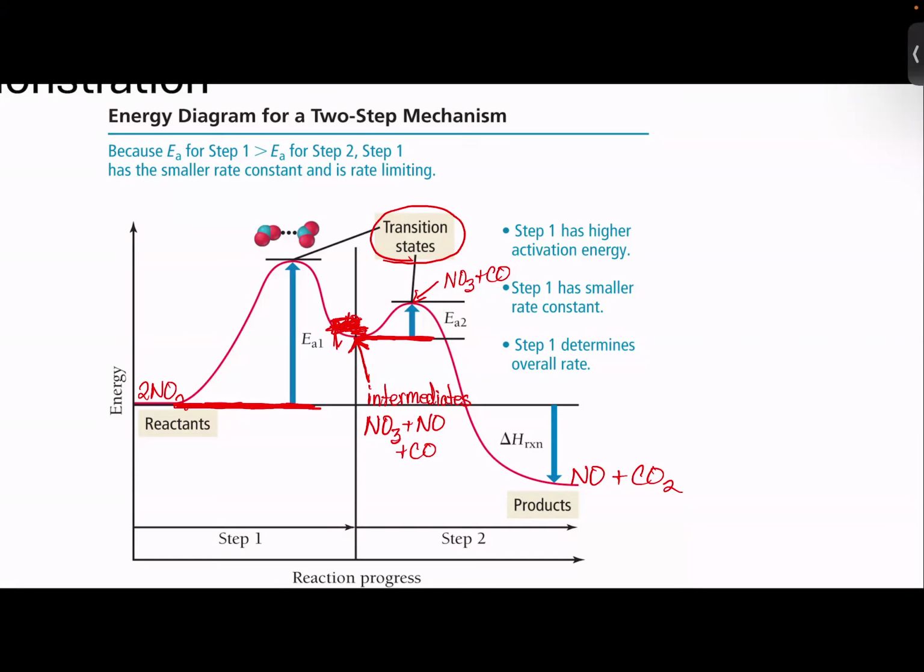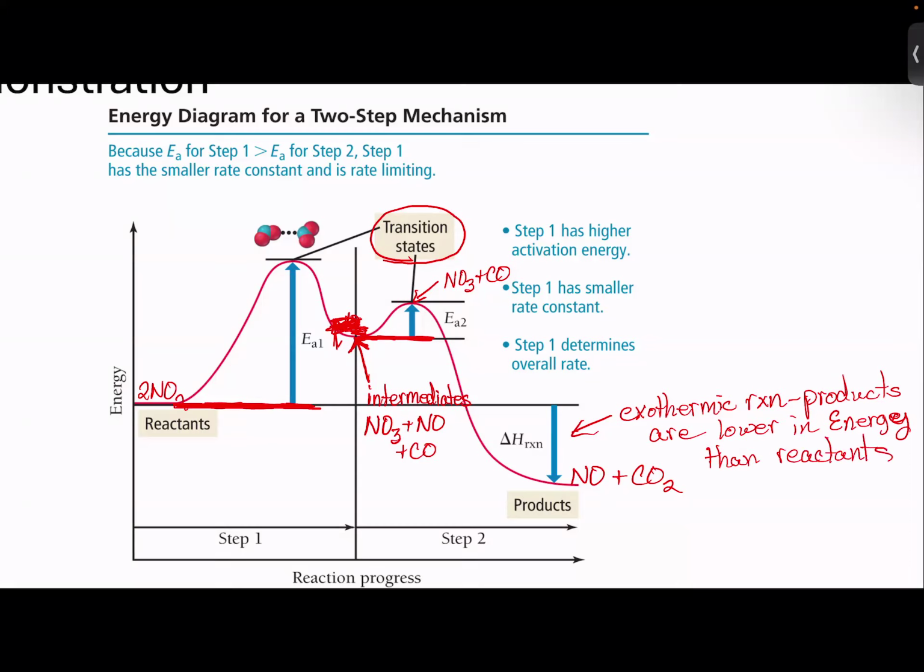In this case, this is an exothermic reaction, because the products are lower in energy than the reactants. So it technically should have a negative delta H.